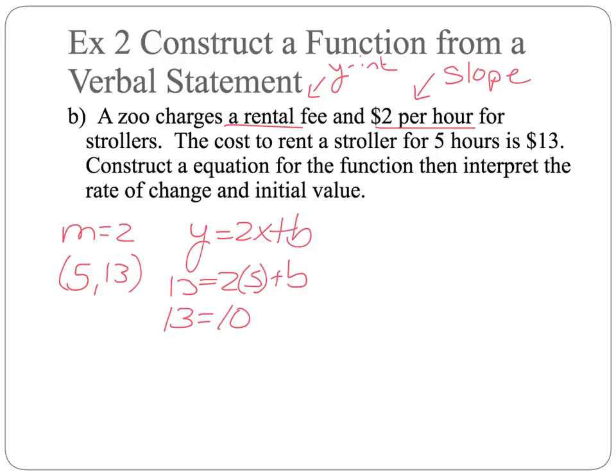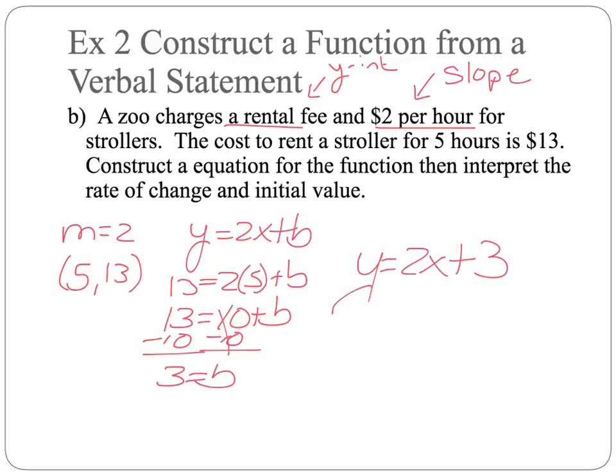13 equals 10 plus b. Subtract 10 from each side. 3 equals b. So now I've got my slope, and now I've got b. So y equals 2x plus 3.